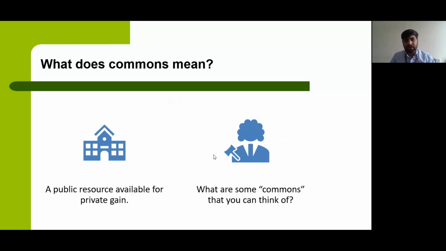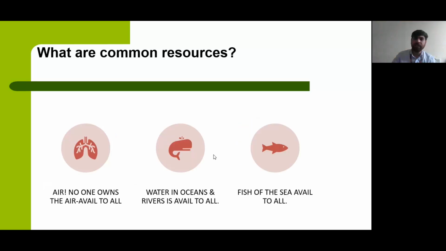So for us, what does this common mean to you? Basically, common means a thing or the resource that is available for all and that we exploit for our private gains, like the air or the water and the other resources. So what are some commons that you can think of? We are going to discuss this in detail.